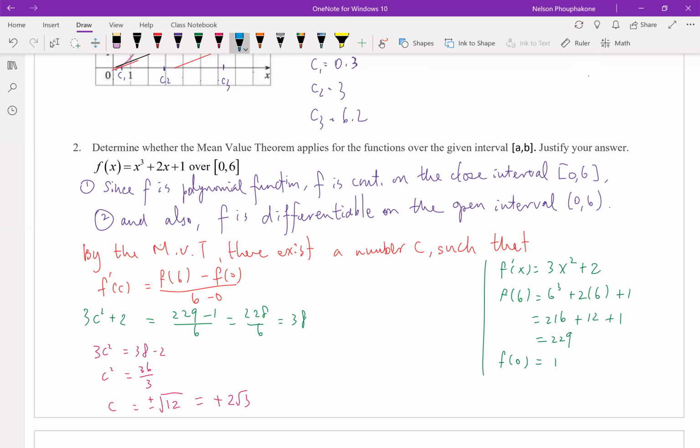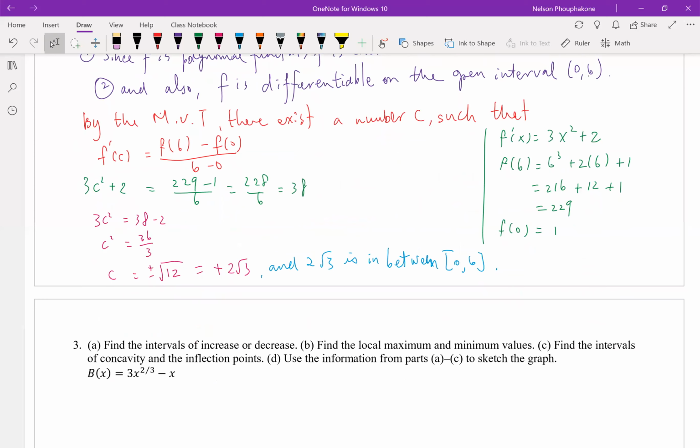And we know that 2 root 3 is in between the closed interval [0,6], right? So this is exactly how we justify, or how we find the c value in this case, by using the mean value theorem.